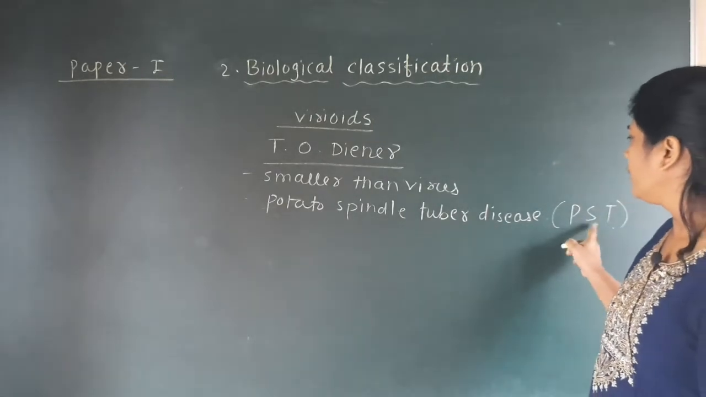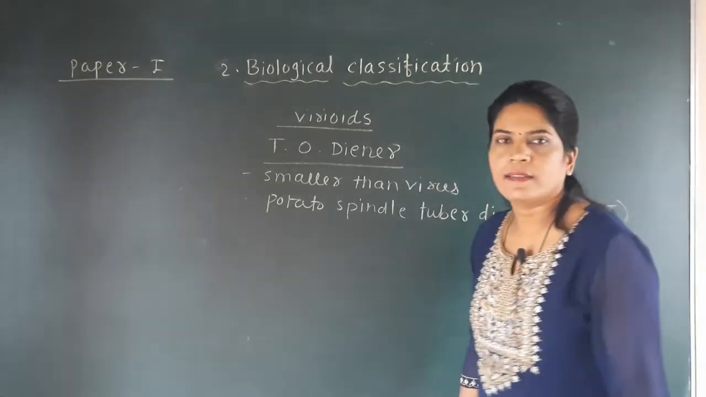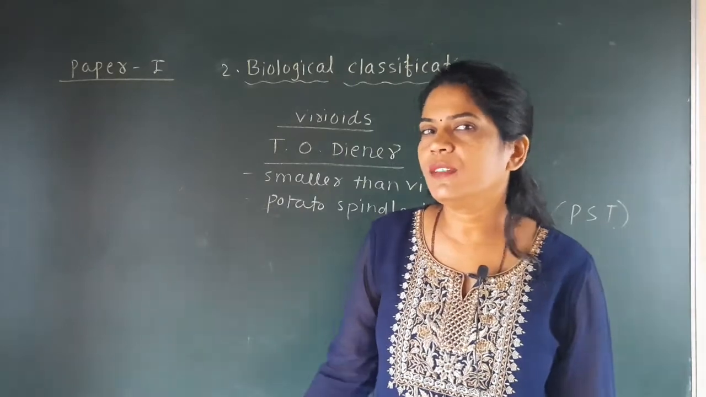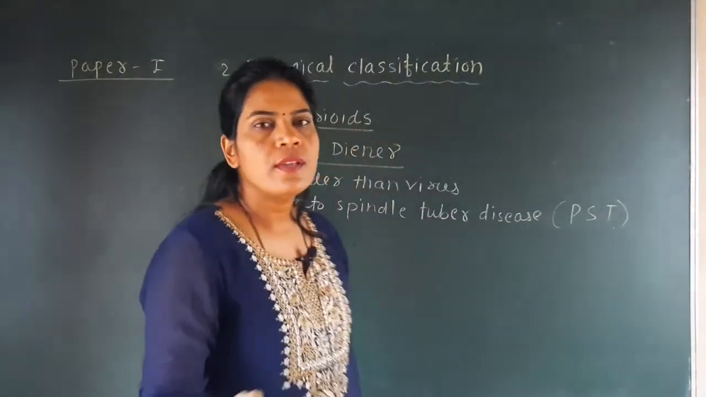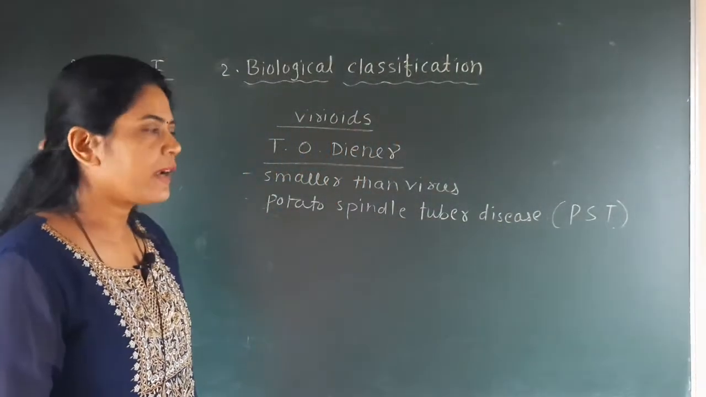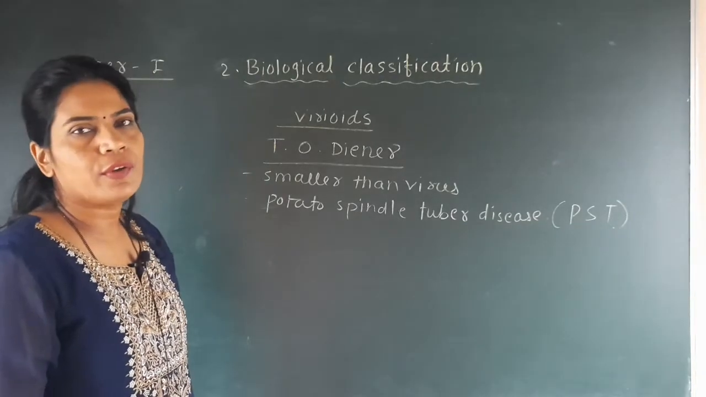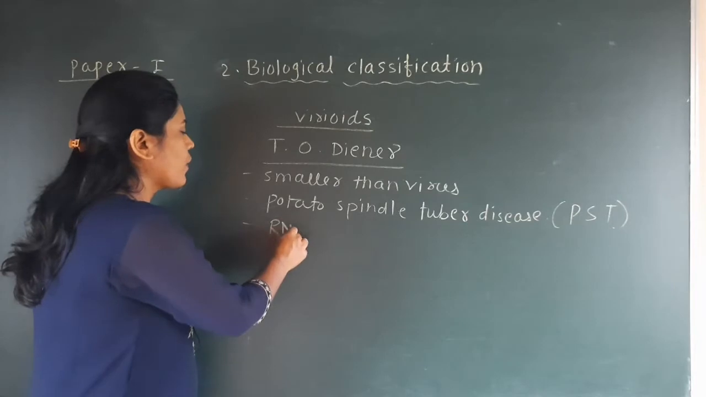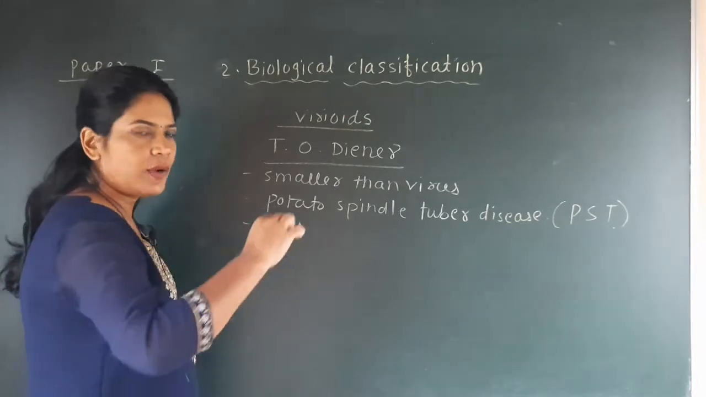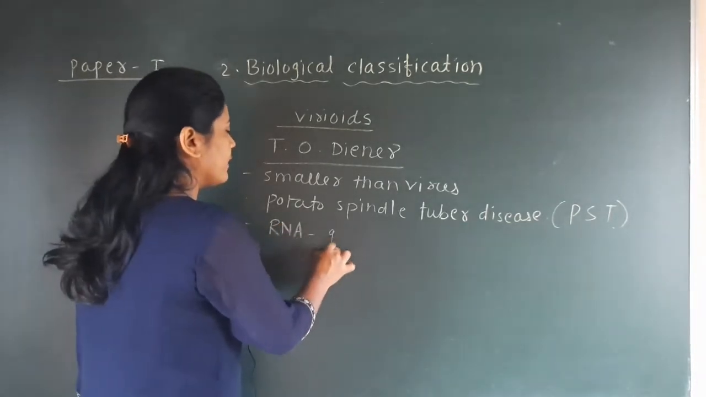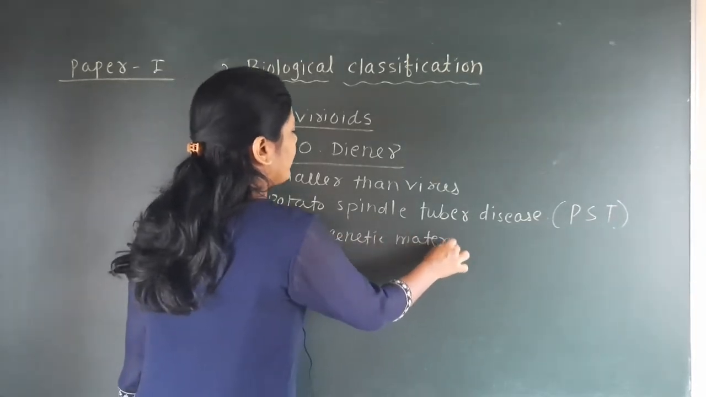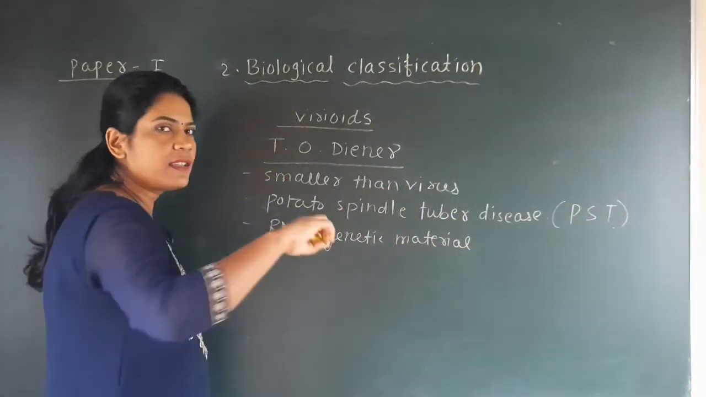Potato spindle tuber disease. It is a disease of the potato. It is due to these viroids. Another thing about the viroids is that they have a genetic material which is called RNA. So RNA acts as a genetic material in viroids. What is called a genetic material?